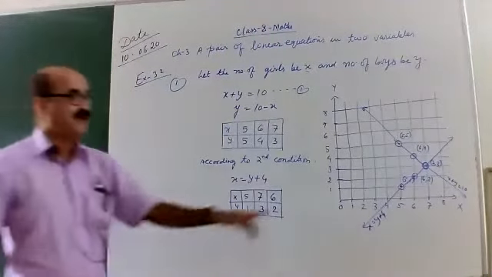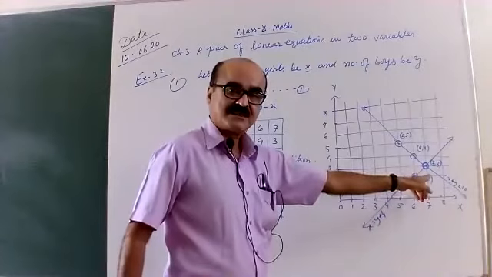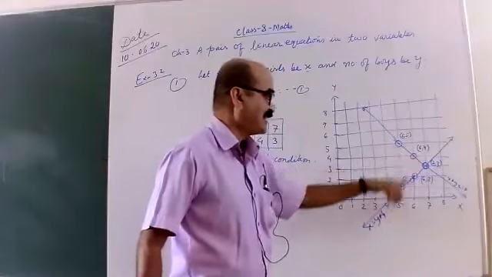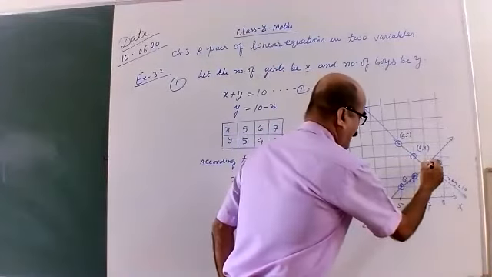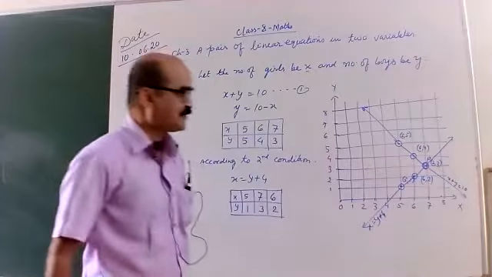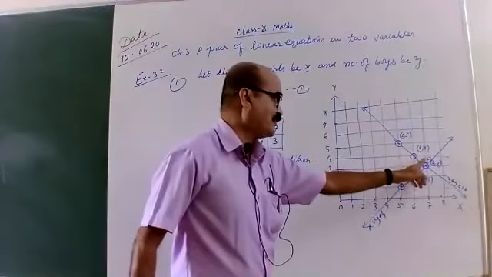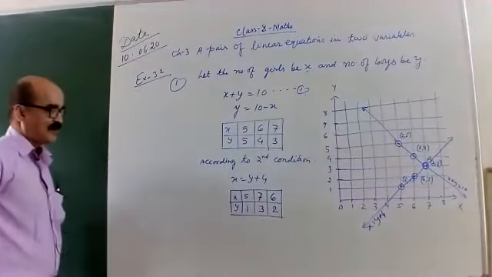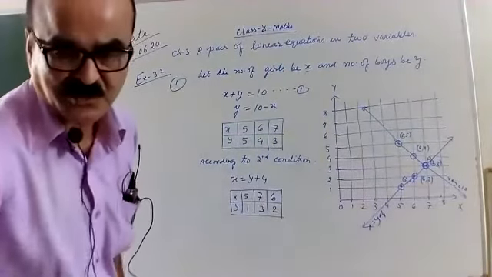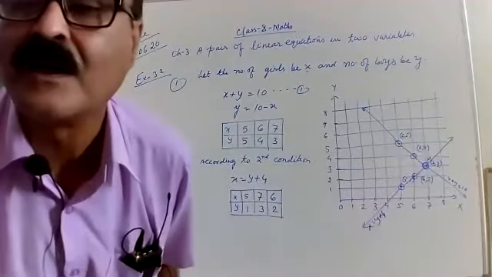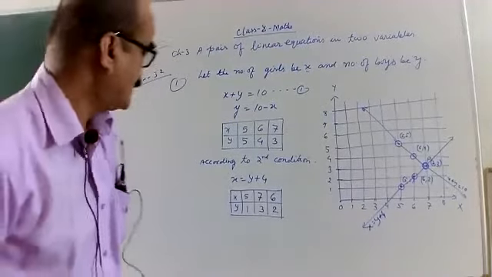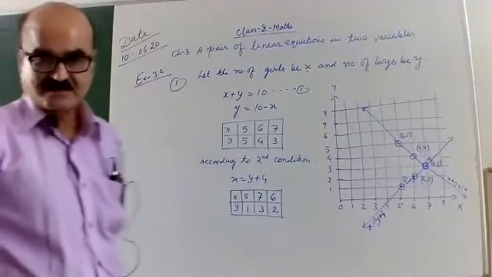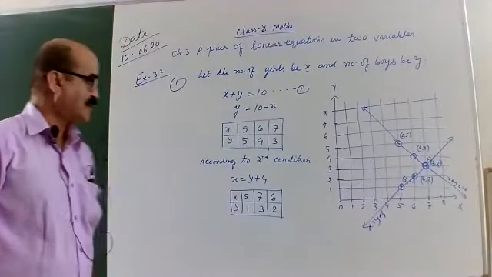You are getting the intersecting lines. First line, second line, both lines are intersecting at what point? At point P. And what is the coordinate of this point? This is 7, 3, right? So it means what is the solution of the given equation? y is equal to 3, correct. x is equal to 7. Okay.